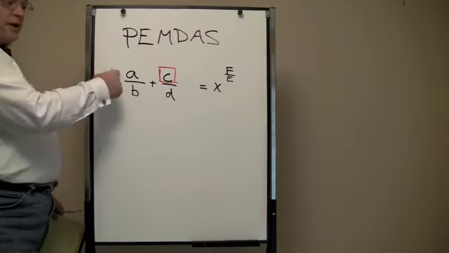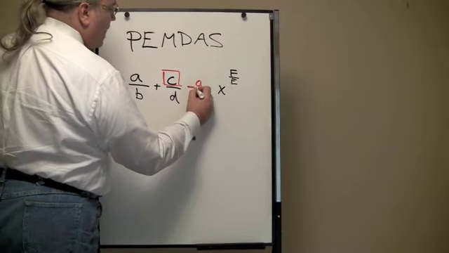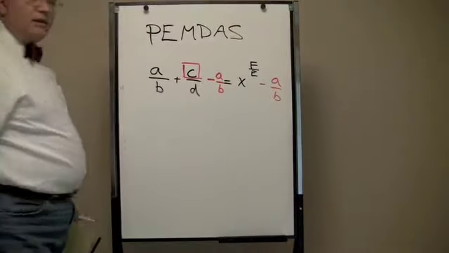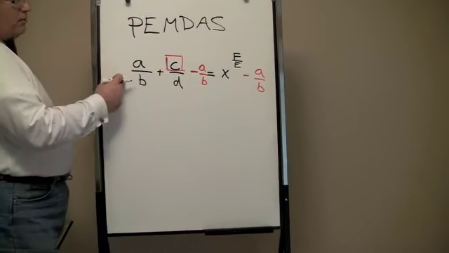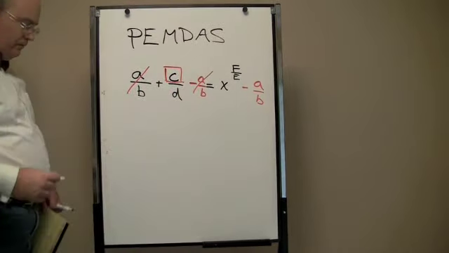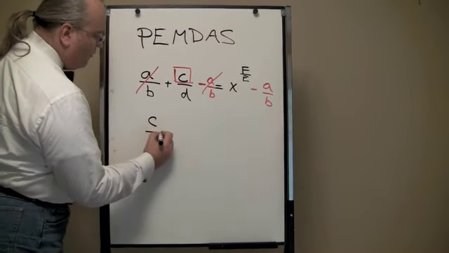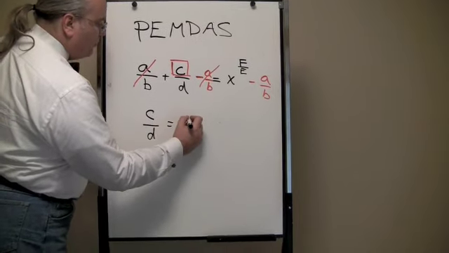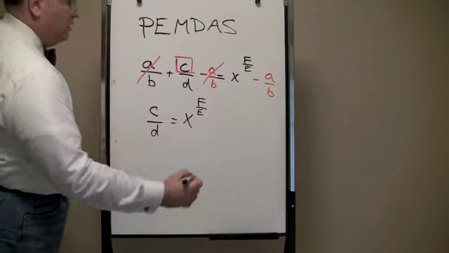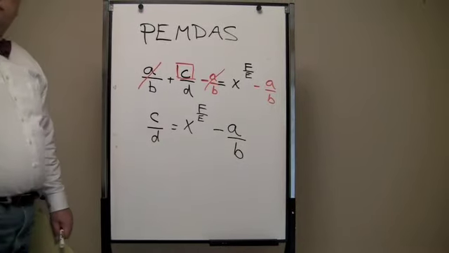Our next step here is to get rid of the a over b. So what we're going to do is subtract a over b from both sides of this equation. Of course, a over b minus a over b becomes 0. That cancels out, leaving us that c over d is equal to x raised to the power of f over e minus a over b.